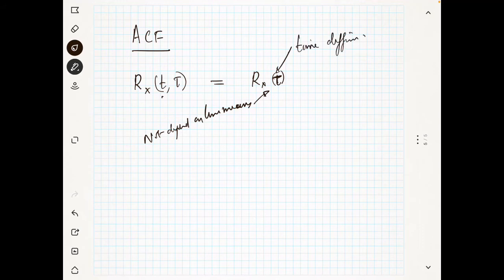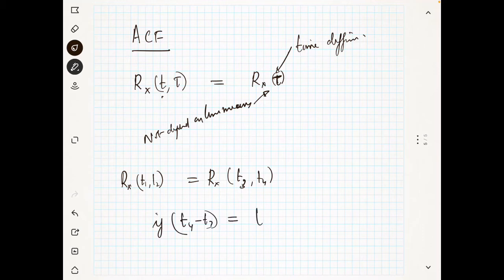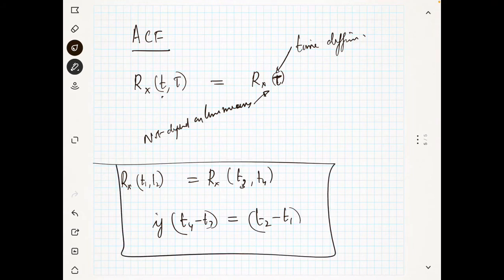Okay, suppose if you take Rx of t1 and t2, that will be the same as Rx of t3 and t4 if t4 minus t3 is equal to t2 minus t1. If both are the same, then it will have the same autocorrelation function, it will not be changing. So that is the property.